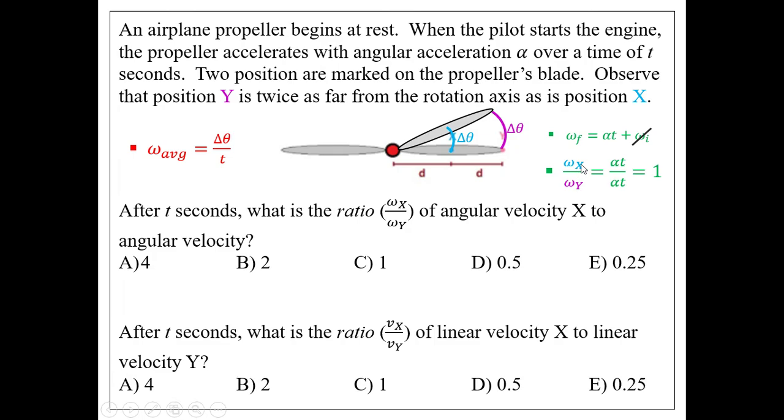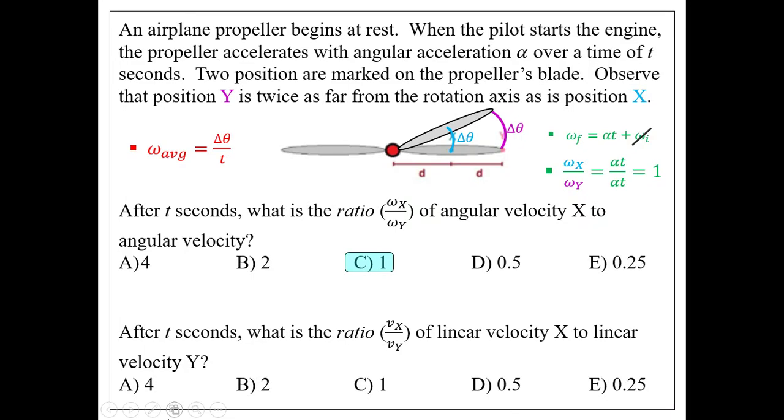Well, what is omega x? It's just alpha times t. Well, it's one shape, so it has to have the same acceleration. It's also the same time because it's one shape. Likewise, on the bottom, omega y is just alpha times t. So as you can see, you have the same variables on top and bottom, so that would just cancel out. That would just give you a ratio of 1. Or you should just know that regardless of which point on a shape, as it rotates, the one thing that it does have in common is the angular velocity, okay?